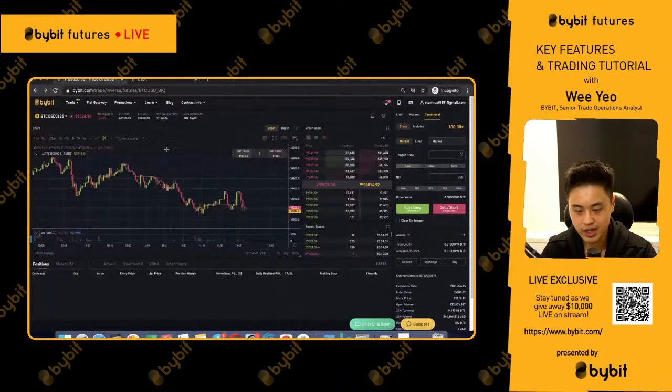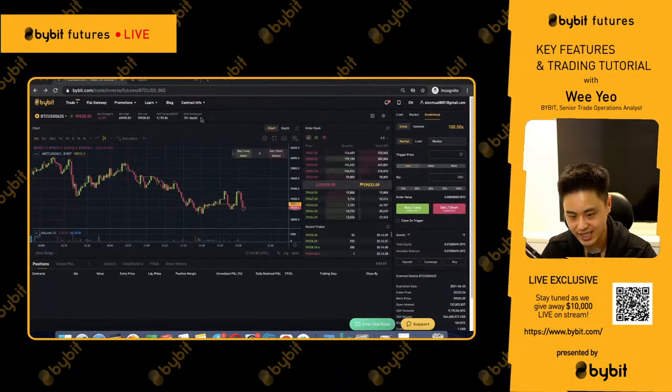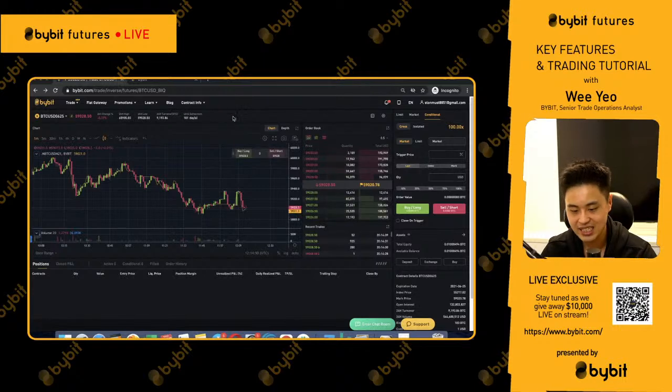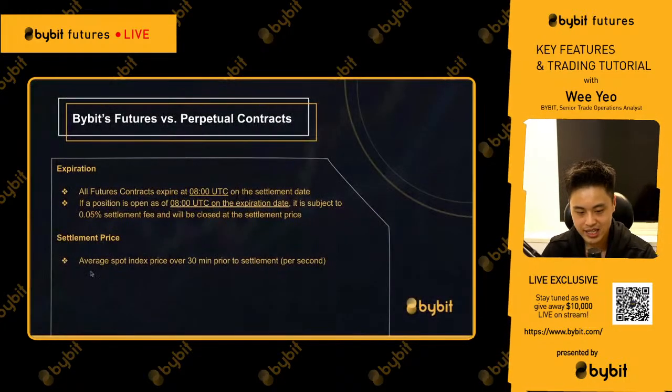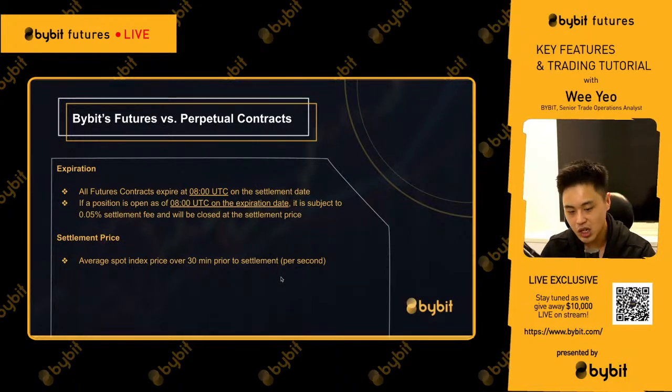So over here, you can see when it's going to be settled. In the next 101 days, it will be settled, and then there will be an estimated price. Let me swing over. There will be an estimated settlement price over here. I'm going to elaborate on this later.